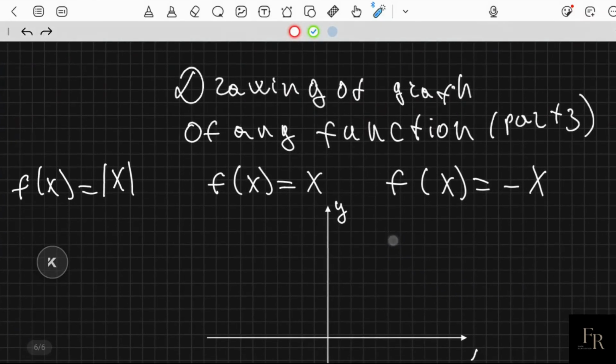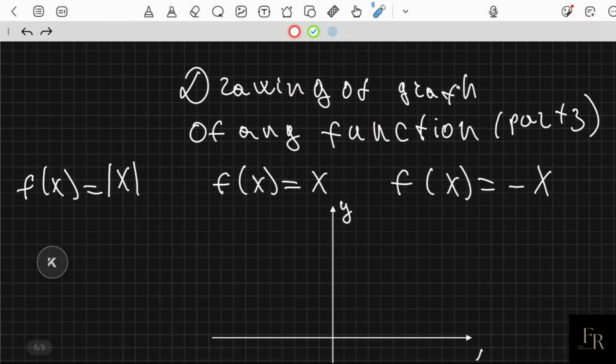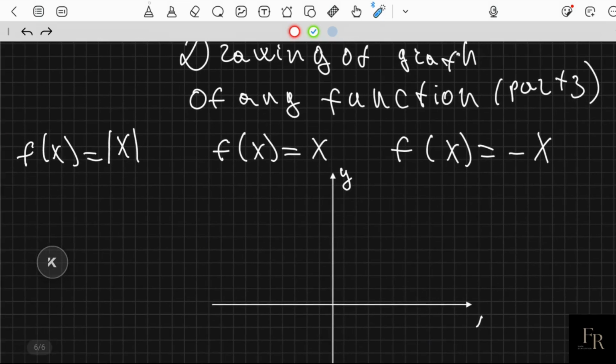In our class on drawing the graph of any function, we are going to draw three functions this time. This is f(x) = x, then f(x) = -x, and f(x) = |x|. So let's see.